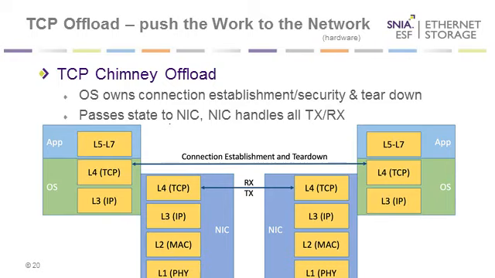If you choose not to do 100% offload, another possible way is what's called TCP Chimney Offload. Essentially, the OS still manages the connection establishment, security, and the build up and tear down of the actual communication. But once it gets that done, it uses its driver to the NIC to pass the state down to the NIC, and the NIC handles all of the transmit and receive. So it does all of the window management, all of the checksums, and those types of things. This is a hybrid approach to offload.